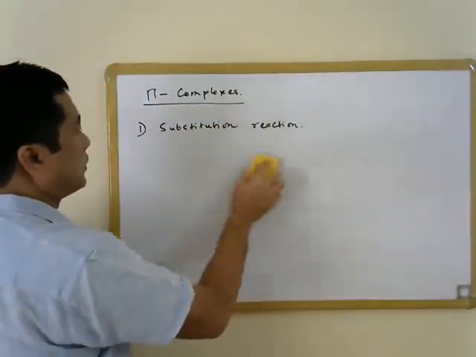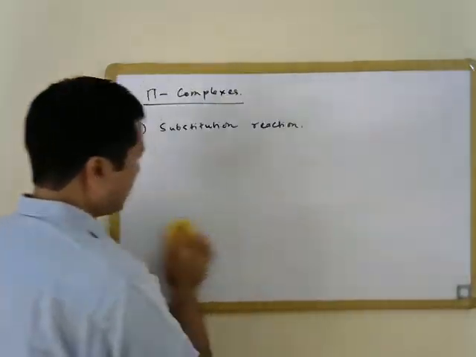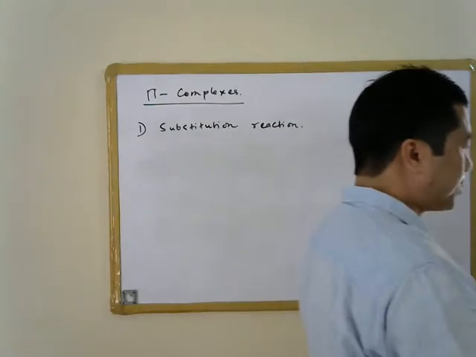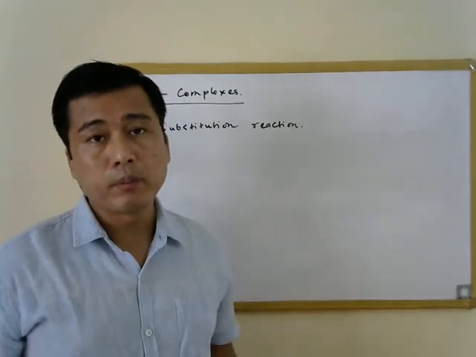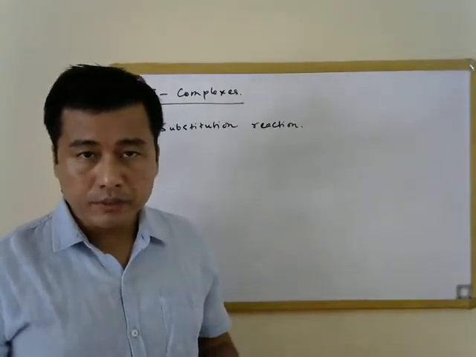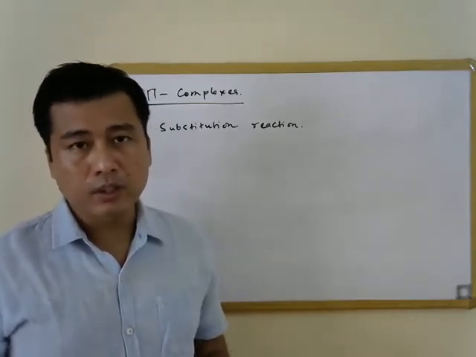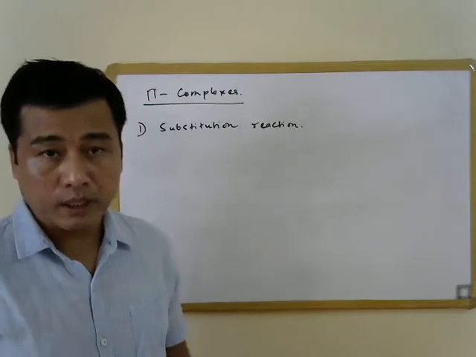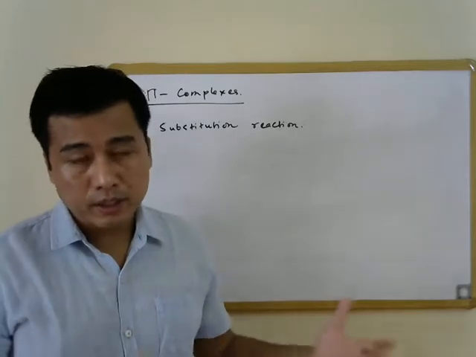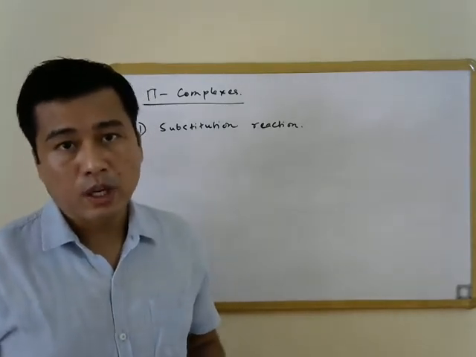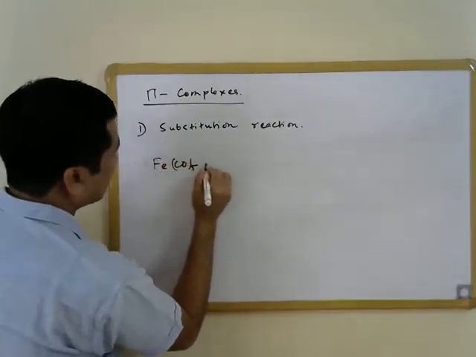So apart from halide precursor complexes, one can also use metal carbonyl precursors where carbonyl ligands will be replaced by olefins, and we have seen examples of such reactions while discussing the reactivity of metal carbonyl complexes. We have seen how one can treat metal carbonyl complexes with olefins to get metal olefin carbonyl mixed ligand complexes. So let us look at some examples of such reactions.